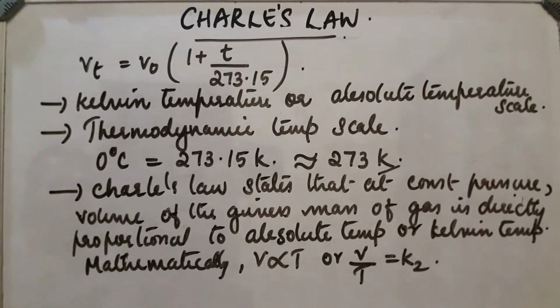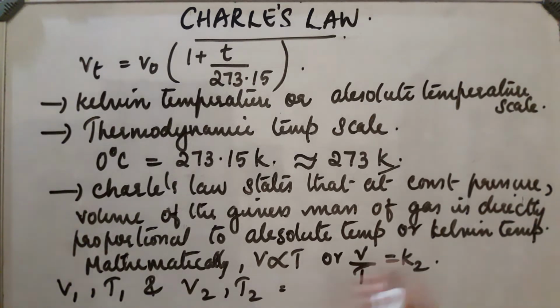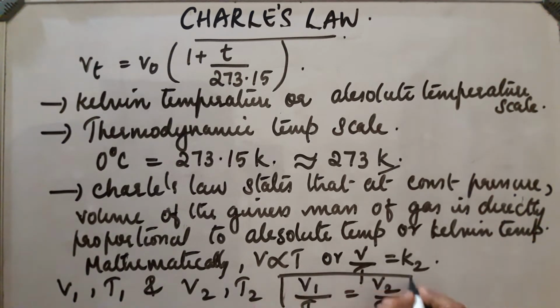Let V1 be the volume at T1 temperature and V2 the volume at T2 temperature. We can write this as V1 by T1 is equal to V2 by T2. Using this relationship, we can solve the problems. V1 is the volume at T1 temperature and V2 is the volume at T2 temperature. T1 and T2 are absolute temperatures.